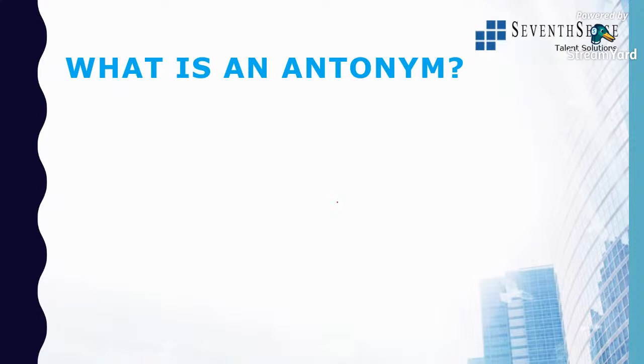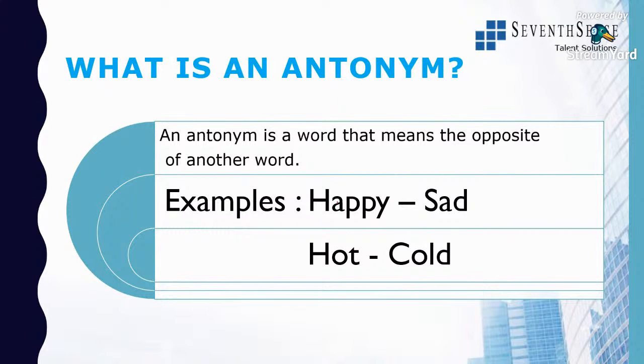Coming to antonym, what is an antonym? An antonym is a word that means the opposite of another word. There are two words, and they are having different meanings, right? See, one word is there, and the opposite meaning of that word will be the antonym. Antonyms are the opposite words of each other. See, the opposite of happy is sad. The opposite of hot is cold. These are the examples. An antonym is a word having the opposite meaning, right?